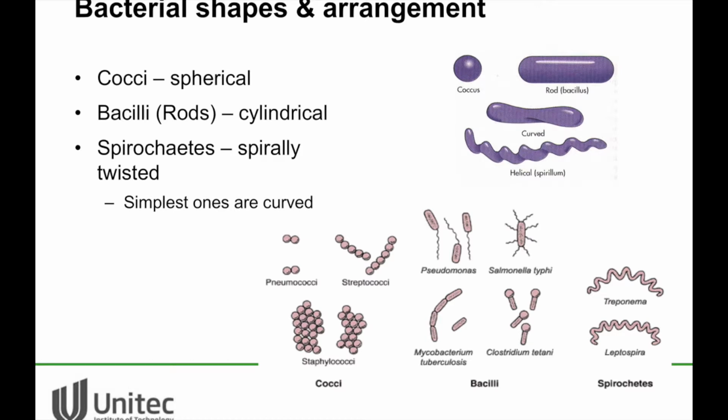We don't want to see curved or helical bacteria because they tend to be a little bit more nasty, such as Leptospira, which is a curvy spirochete, and that might be what it looks like there. They tend to be a little bit nastier. The simplest ones may be just a curved arrangement.